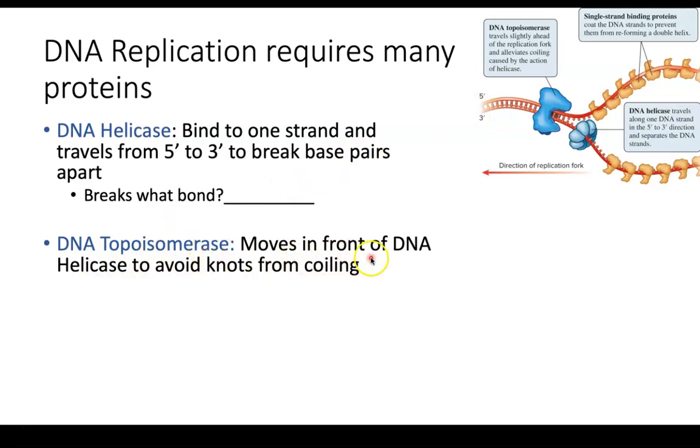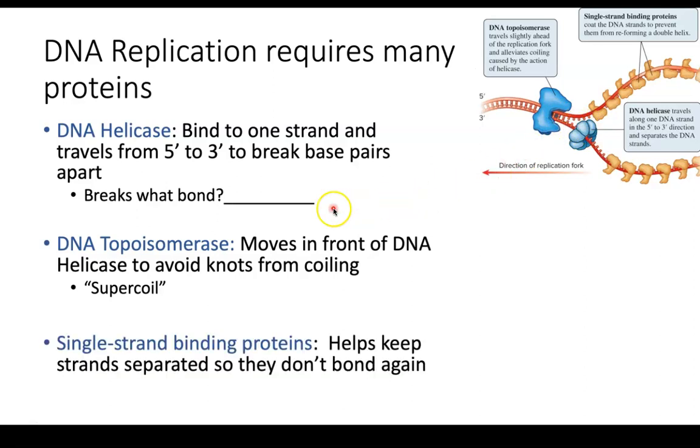It actually moves a little bit in front of the DNA helicase to try to stop the DNA from coiling or creating some type of knot. And that coil that it would create is actually called a supercoil. So DNA topoisomerase is usually going to be first, and then you're going to have your DNA helicase after it, which is doing the actual unzipping or unbinding of that DNA molecule.